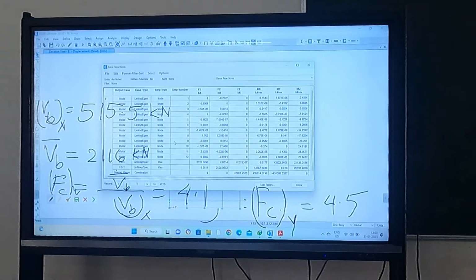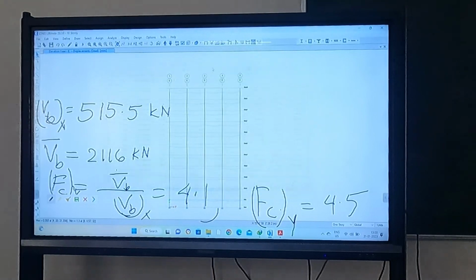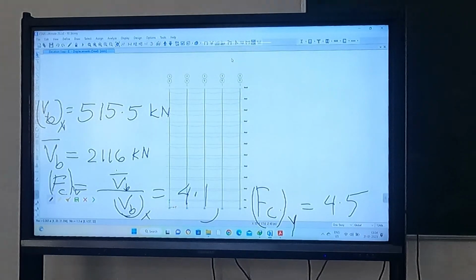Okay. Now see how to check different forces and moments. Let us now check our forces and moments due to one of the load case. Sorry, one of the load combination. Let's say dead load combination.